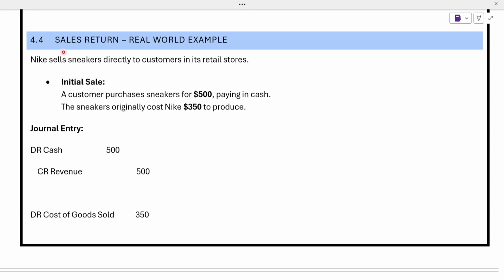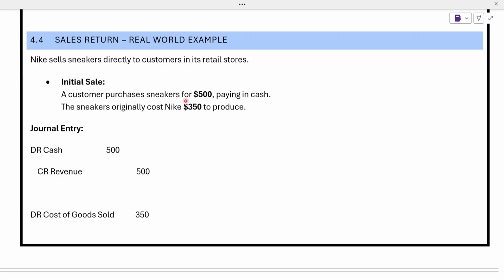Okay, so now let's try to understand the sales return and its real world examples. So we know that Nike sells sneakers directly to customers in its retail stores, because there are a lot of retail stores. Now, in the case a customer purchases sneakers for $500 and pays the value in cash, and the sneakers' original cost to Nike is $350 to produce, then what accounting entry will Nike make?